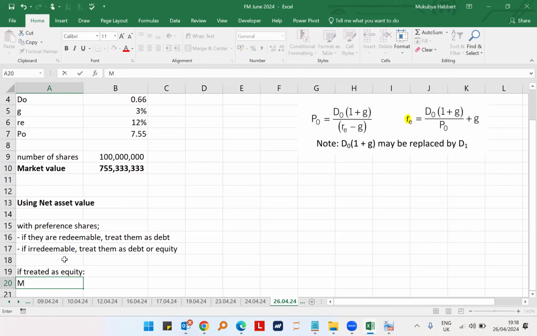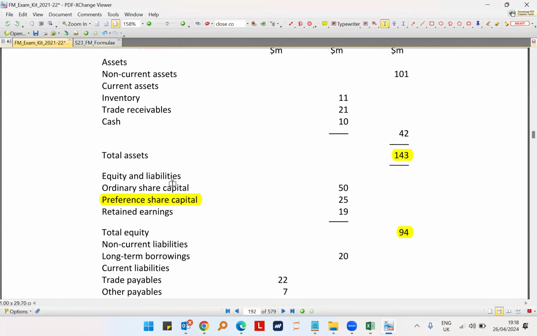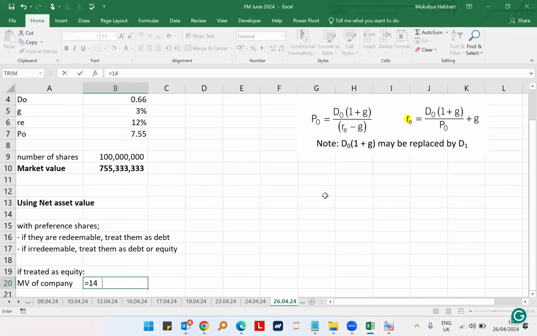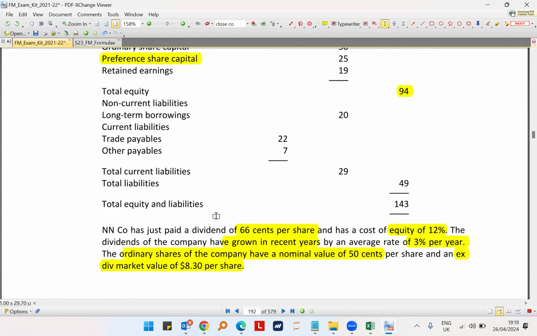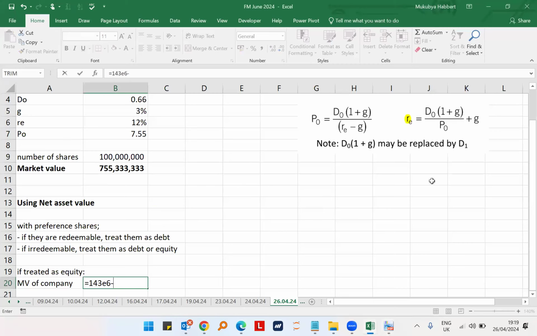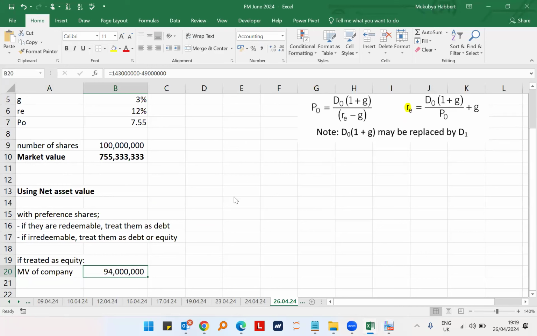market value of the company will now be, remember we are using net asset basis, so it will just be 94 million because that is the total equity. Okay, net asset. And if you want, you can say 143, then you subtract total liabilities of 49, which gives us 94 million. That is if you're treating the preference shares as equity.